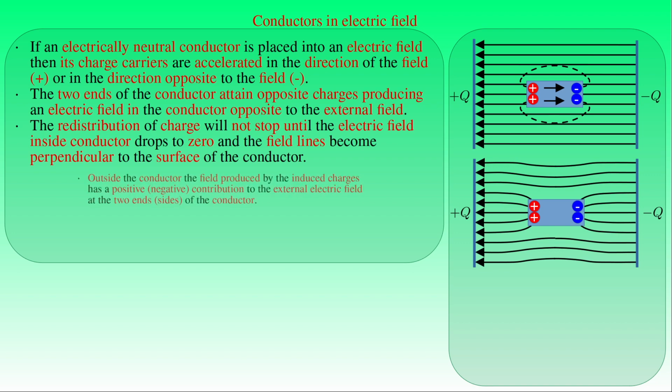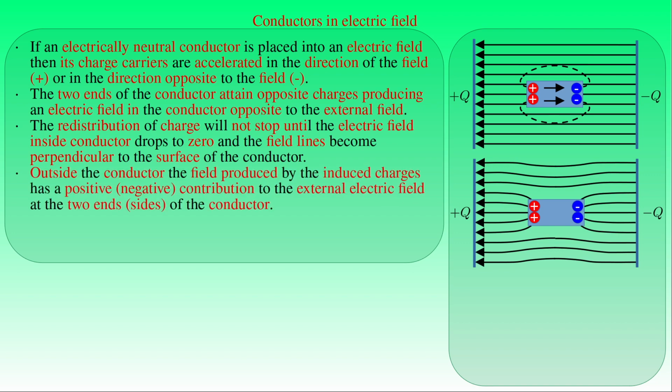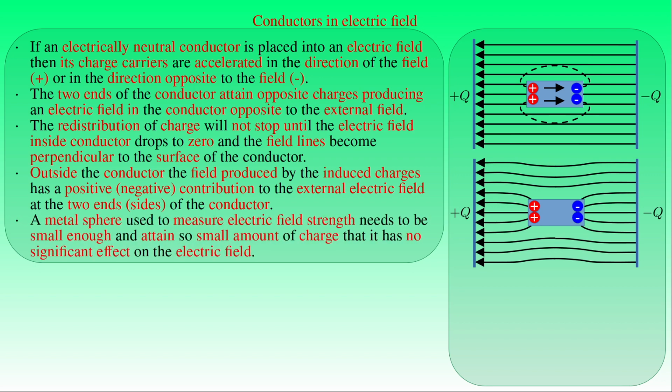Outside the conductor, the field produced by the induced charges has a positive contribution to the external field at the two ends of the conductor, increasing the field strength there, whereas it has a negative contribution at the two sides of the conductor, decreasing the field strength there. These findings show us that the metal sphere used to measure the electric field strength in the previous experiments needs to be small enough and attain so small an amount of charge that it has no significant effect on the electric field, and produces only a negligible modification in its field strength.